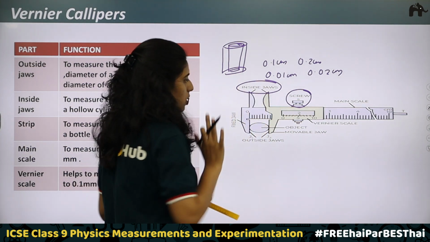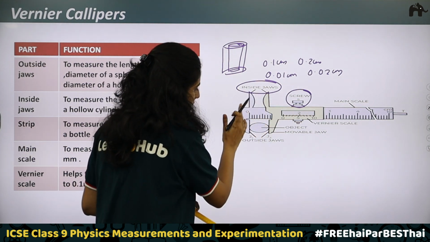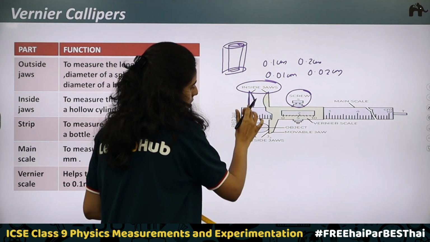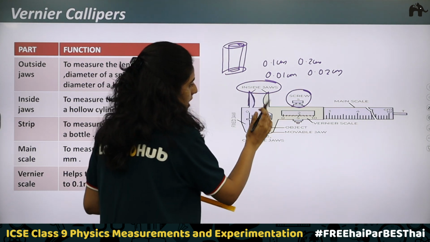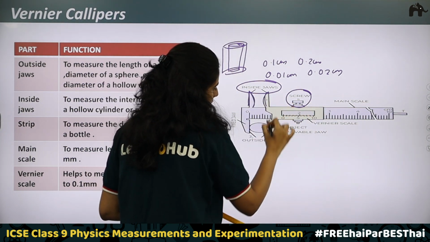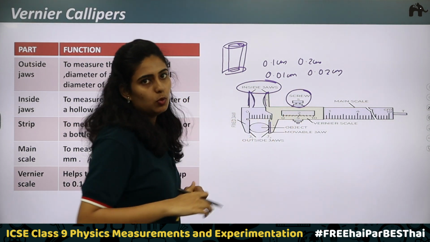So these two are the important parts. And here we have the fixed end. This is a fixed jaw which won't be moving. Both these are fixed jaws. They won't be moving when an object is placed. It is the vernier scale that is moving. And then these two jaws here, this and this, will be moving.